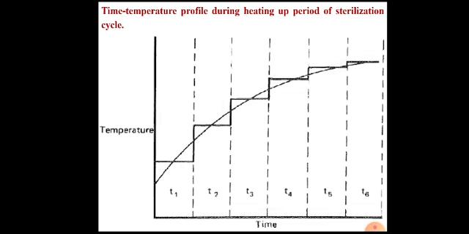This is the time temperature profile during the heating up period of the sterilization cycle. You can see the x-axis is time, and that time is divided into equal increments like T1, T2, T3, T4, T5. So all these increments are equal. The y-axis is temperature. If the fermentation medium is heated, the temperature will increase gradually as it is shown in the curve.